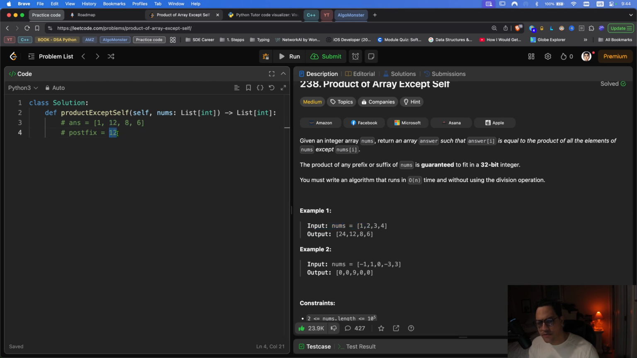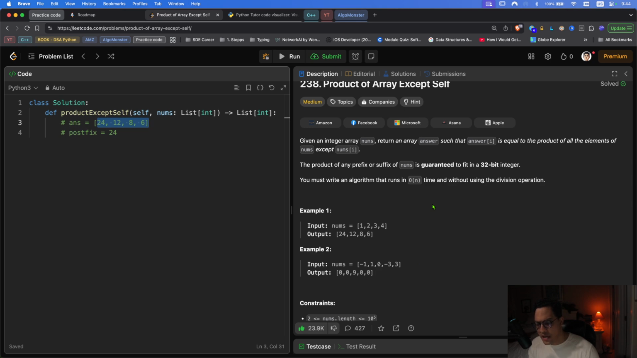So our postfix becomes 24. And at this point, we multiply 24 by 1 and it's equal to 24. So as we can see here, this was the resulting array. Our postfix at this point doesn't really matter anymore. We found our solution, and that is basically how we're going to be solving this problem.